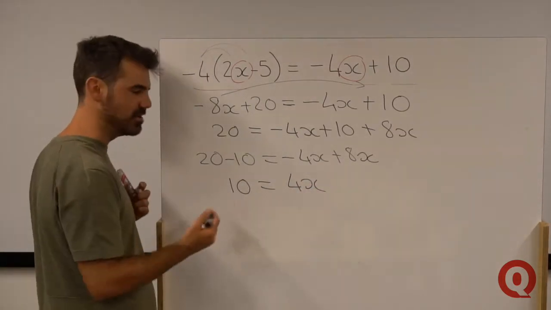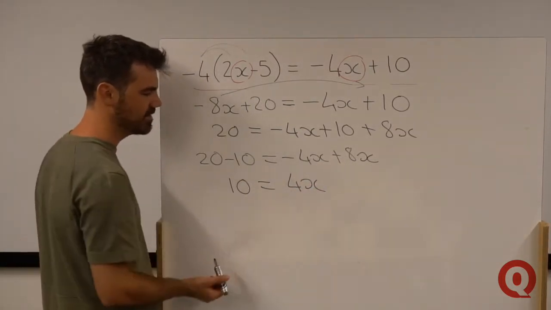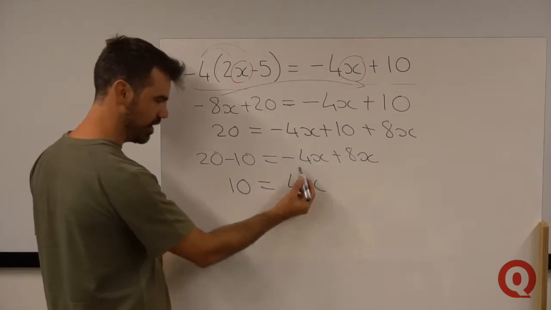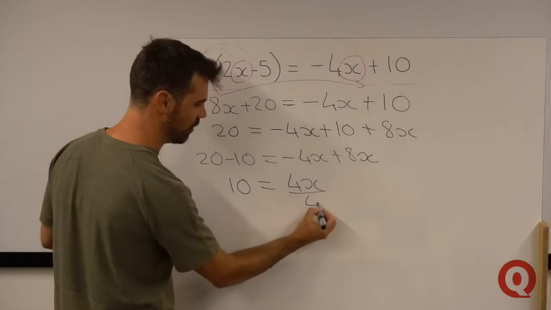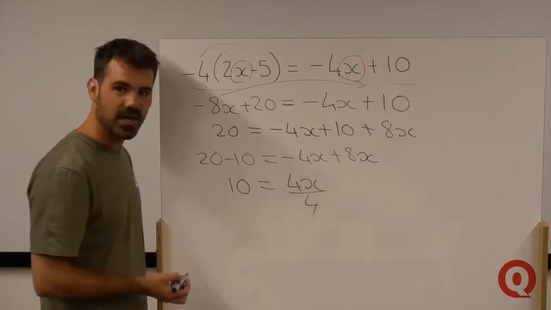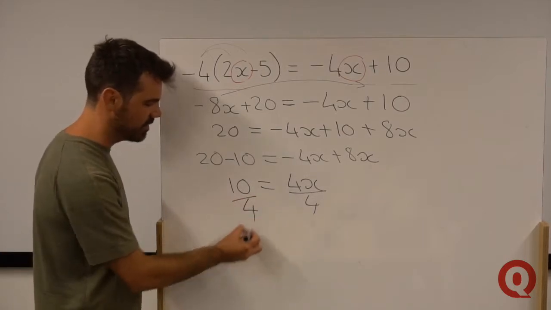Now, again, back to those basics. The 4 is being multiplied by the x, or should I say the x is being multiplied by 4. That means to get rid of this 4, I need to divide this by 4. But because of the seesaw like we spoke about in grade 8, what I do to the one side, I must do to the other side.